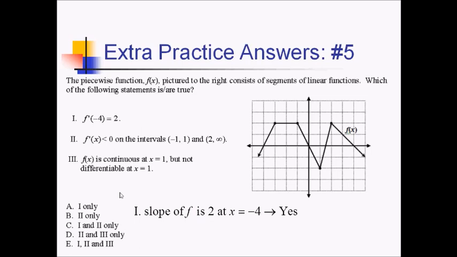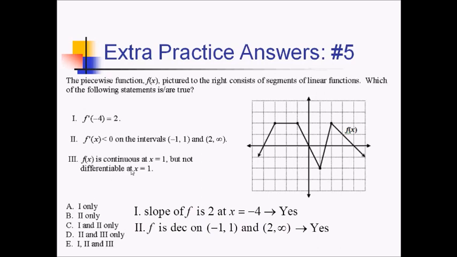All right. So let's take a look at the next one, statement 2. F prime is negative on the interval negative 1 to 1 and 2 to infinity. Well, from negative 1 to 1, our f function is decreasing. Same thing on the interval from 2 to infinity. Since f is decreasing on these intervals, its derivative, f prime, is certainly going to be negative on those. So that's a yes for that statement. So we can then eliminate choice A, because that only had statement 1 in it.